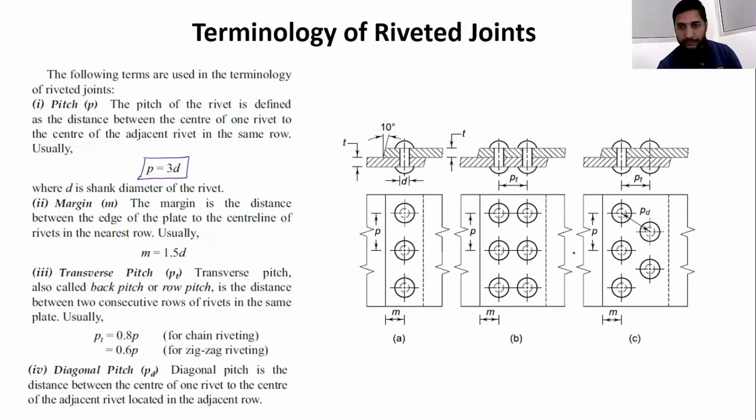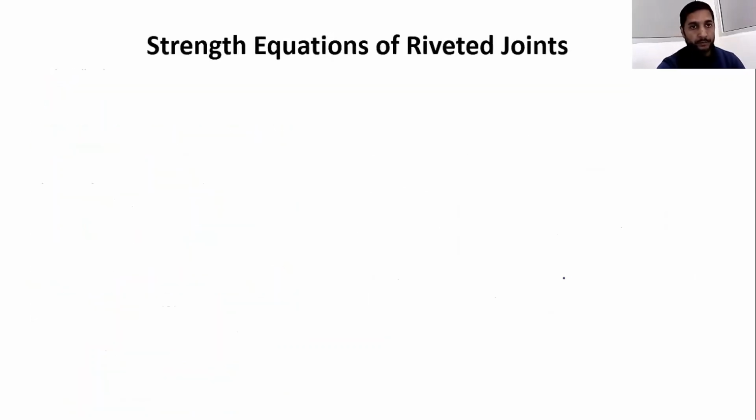Okay, remember this thing. The last term is your diagonal pitch, and diagonal pitch is the distance between the center of one rivet to the center of the adjacent rivet located in the adjacent row. And diagonal pitch, keep this in mind, this term will be used in zigzag pattern only. The diagonal distance between the centers of two rivets is called your diagonal pitch. Okay, so these are the terminologies that we generally use in our riveted joints.